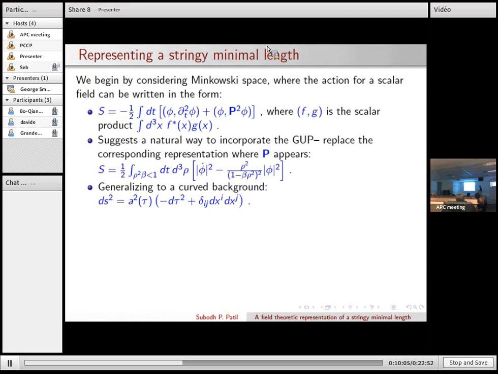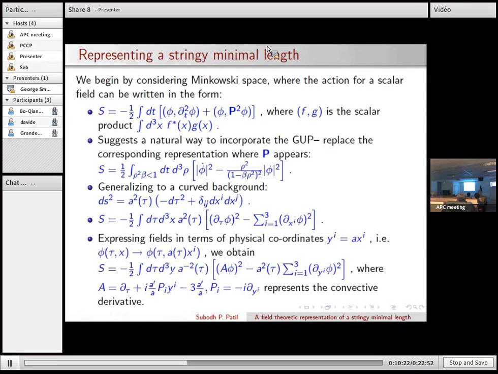Since we're interested in doing cosmology, let's generalize this to a curved background. One can write down the action for a scalar field on a Friedman-Robertson-Walker background in conformal coordinates in the following manner. It's just writing out what the components of the action would be. And realizing that the generalized uncertainty principle was expressed in terms of physical coordinates, meaning not the co-moving coordinates, one has to represent everything in terms of the physical coordinates.